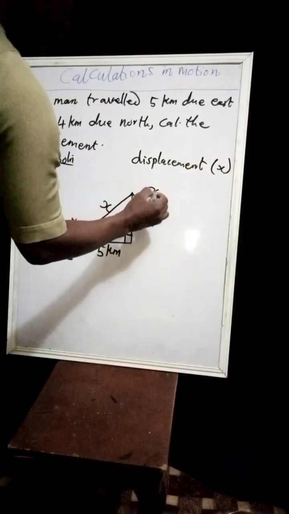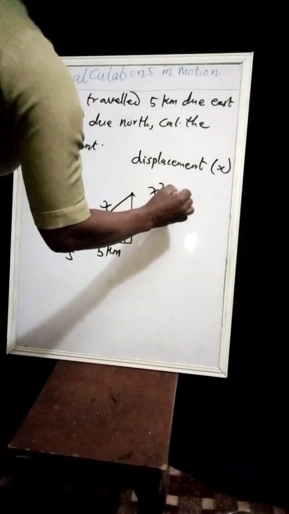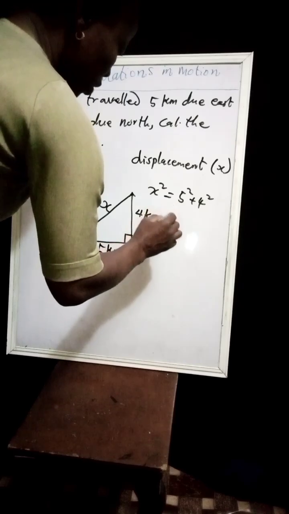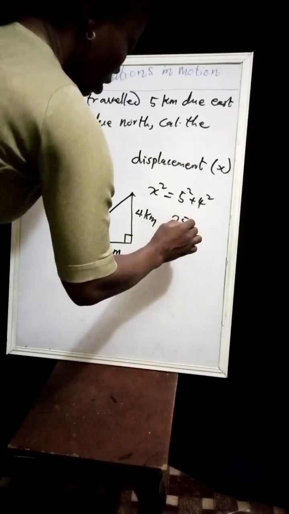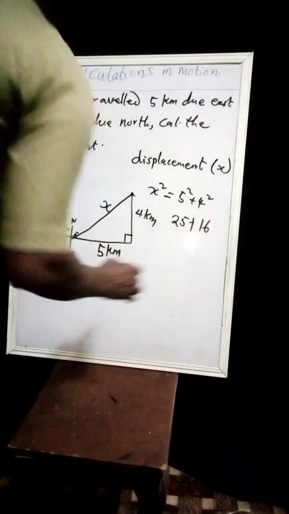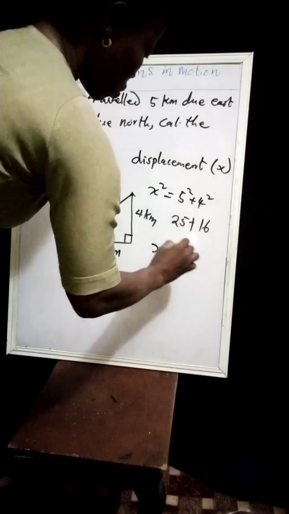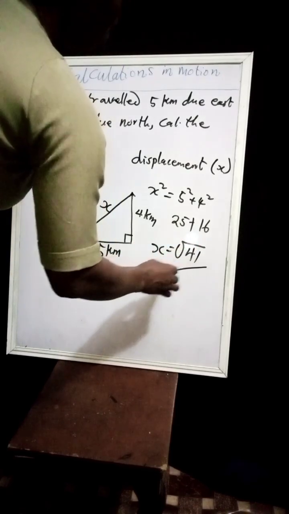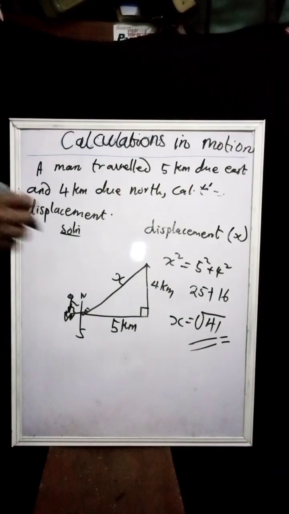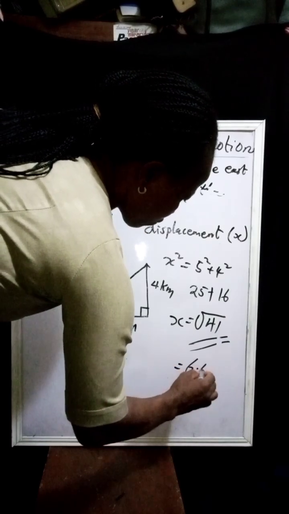should be x squared is equal to what? 5 squared plus 4 squared. 5 squared is what? 25, plus 4 squared, and that is what? 16, which will give us what? That x is equal to root what? 41. And root 41 is equal to 6.4.